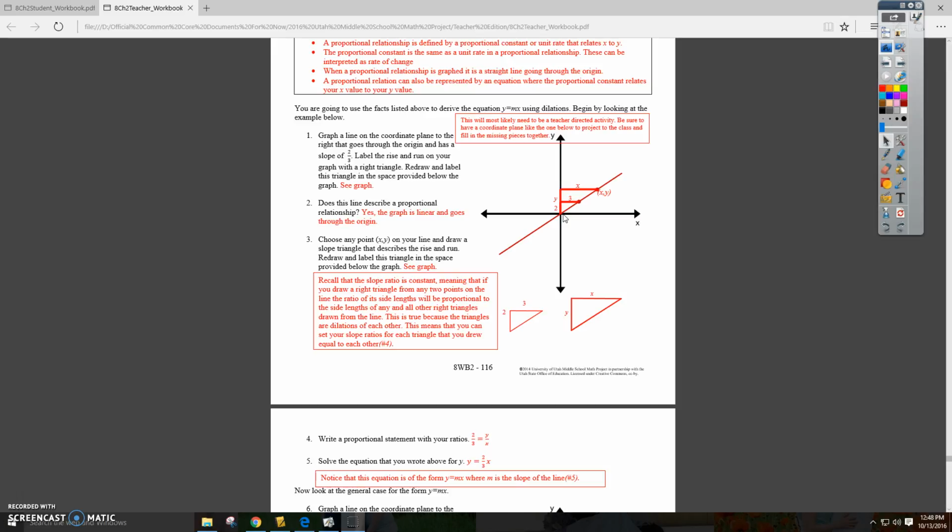Number 2. Does this line describe a proportional relationship? The answer is yes, because it's linear and it goes through the origin. Number 3, now it says choose any point x comma y. So if you look up here, they put x comma y up here. And they said draw a slope triangle that describes the rise and the run. So we're going to rise y and we're going to run x. And that's going to create a new slope triangle here. So you should have the 2, 3, and the y, x.